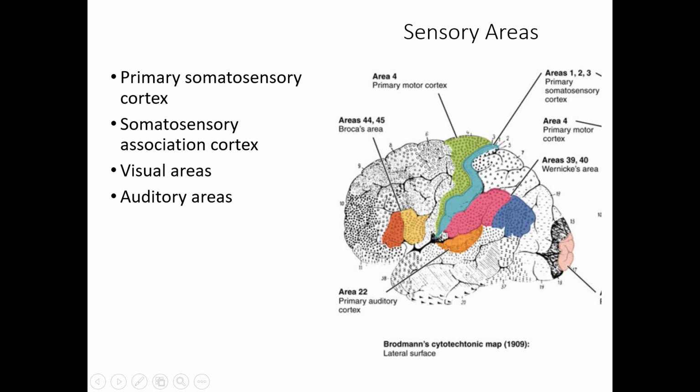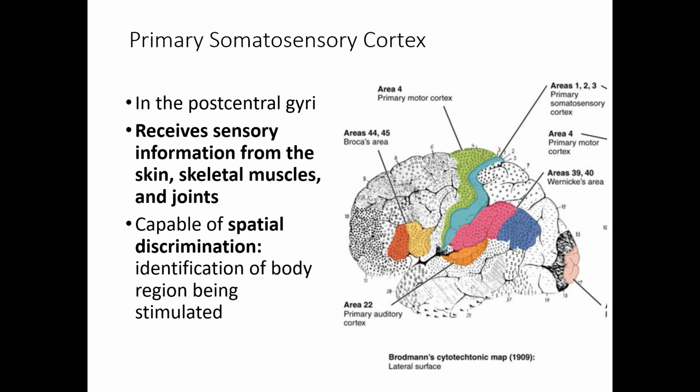Now, sensory areas. Whenever we touch something, see something, hear something, taste something, that information goes to our brain to certain areas. Those would be primary somatosensory cortex, somatosensory association cortex, visual areas, auditory areas, and some other sensory areas.